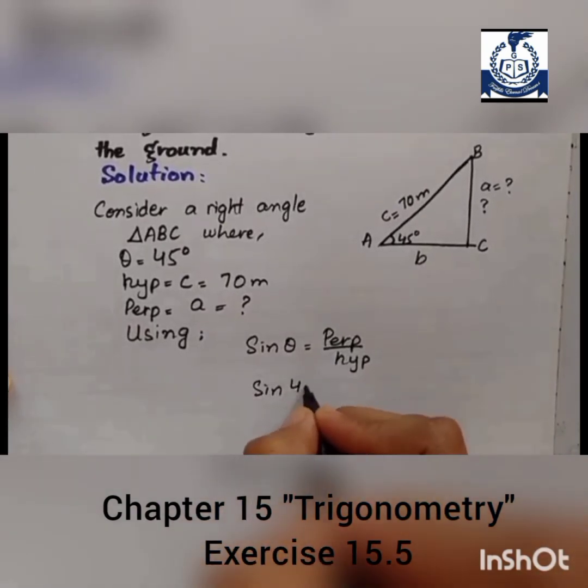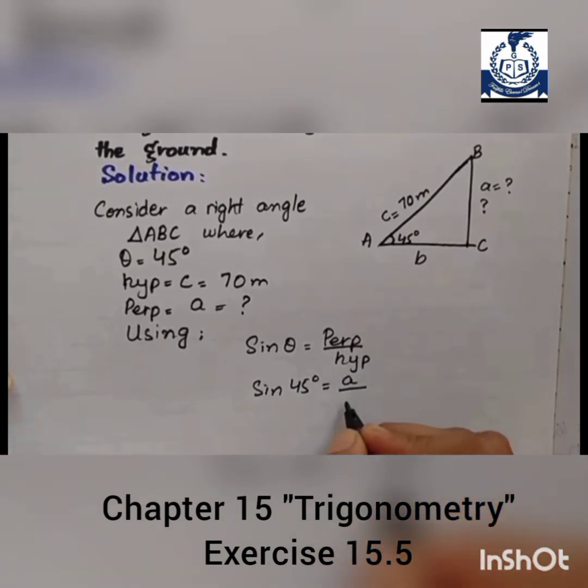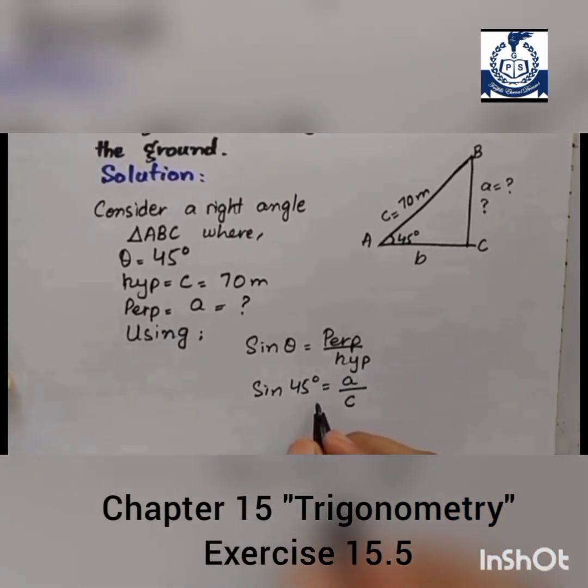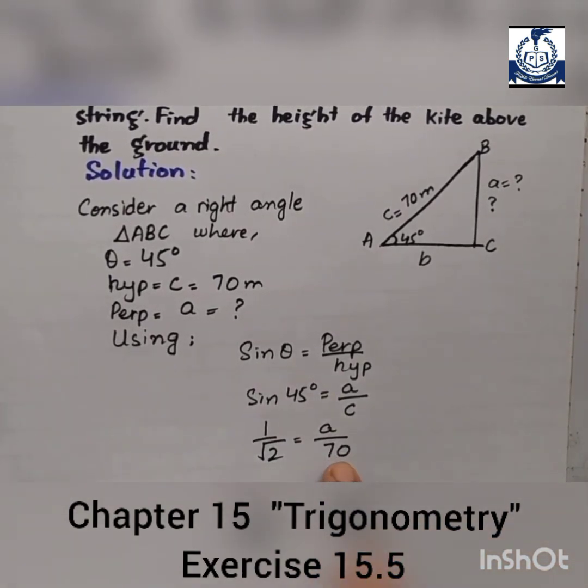Theta is equal to 45 degree, perpendicular we have need to find out, so small a, and hypotenuse denoted by small c. Okay, so we find the sin 45 degree according to chart is equal to 1 upon under root 2, a as it is, and c is equal to 70 meter which is hypotenuse. So sin 45 degree is equal to 1 upon under root 2, after equal, 70 multiplied by 1 which is equal to 70 and under root 2 as it is. So now we calculate a is equal to 70 divided by under root 2.